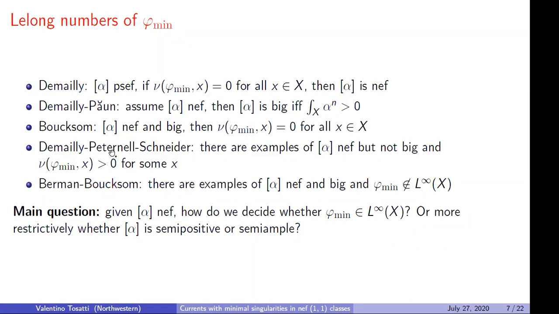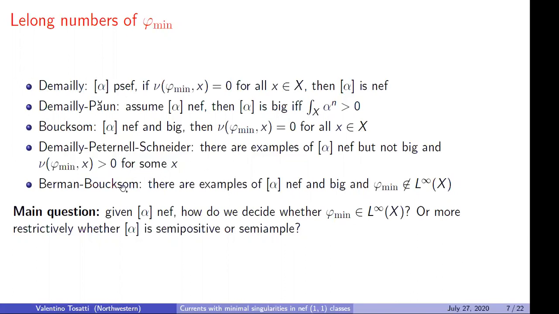But Demailly–Peternell and Schneider had earlier constructed examples, on a ruled surface over an elliptic curve, where you have a nef class which is not big, and there are some Lelong numbers for the current with minimal singularity. The behavior is like in the blow up, in the sense that this class has a unique closed positive current, which is the current of integration on a curve, and in particular, you have Lelong numbers at all the points on this curve.